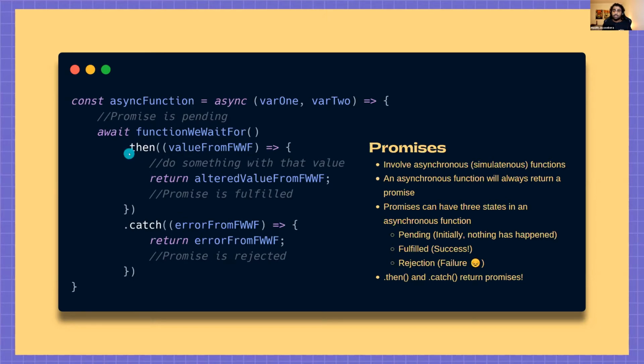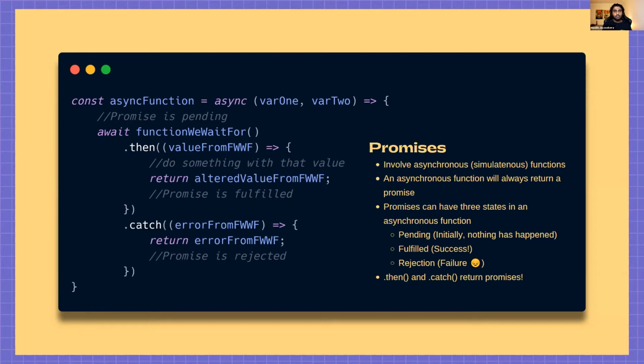So as you can see, we essentially have then. Once this function is done and successfully completed, we have this then value, which we get from the function we wait for. We can do some things with that value, manipulate it, whatever we want, and send back the altered value. But essentially, this whole branch of code means the promise is fulfilled.